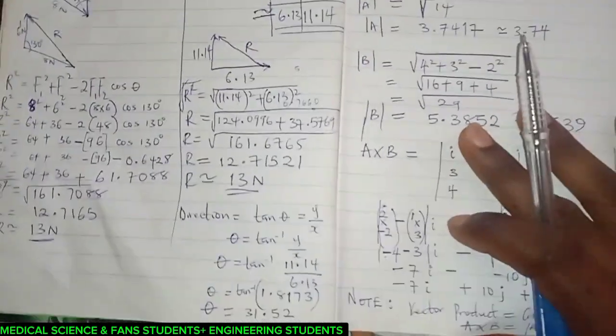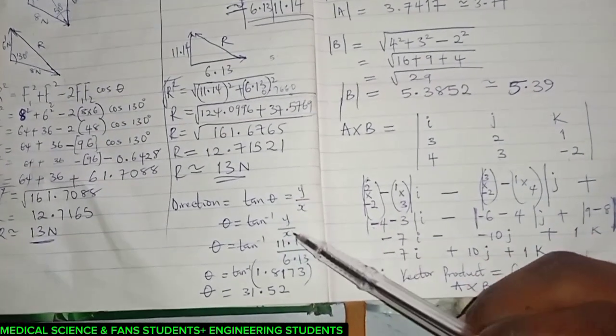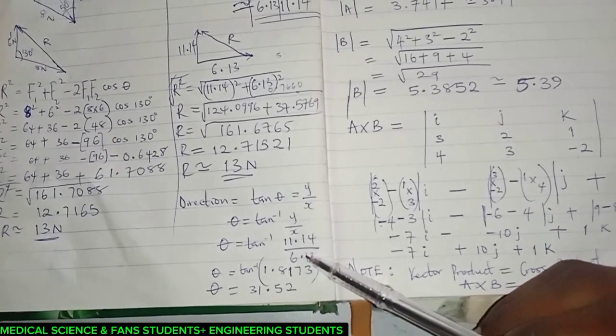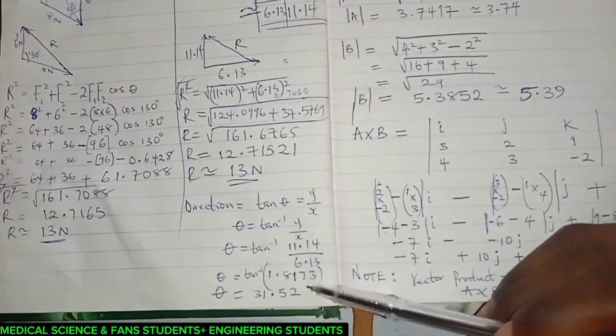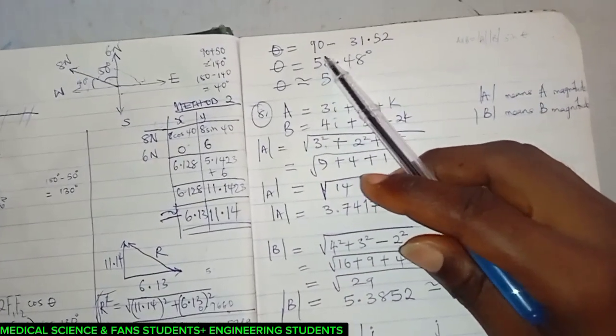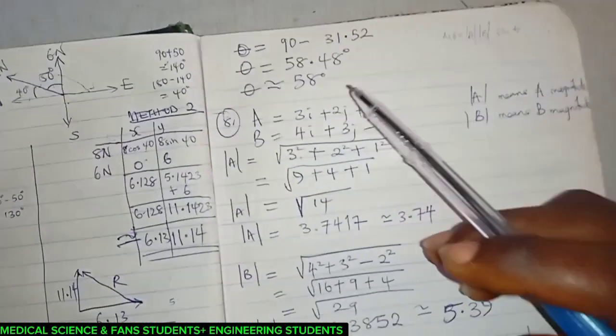Alright, so back to our class. Then for the direction, see tan theta, do this. Then put y and x, y divided by x. So by the time you finish, you get theta. So remember that it's in the first quadrant. So to get the direction, you go and minus whatever you have from 90. You have 58 degrees. That's your answer.